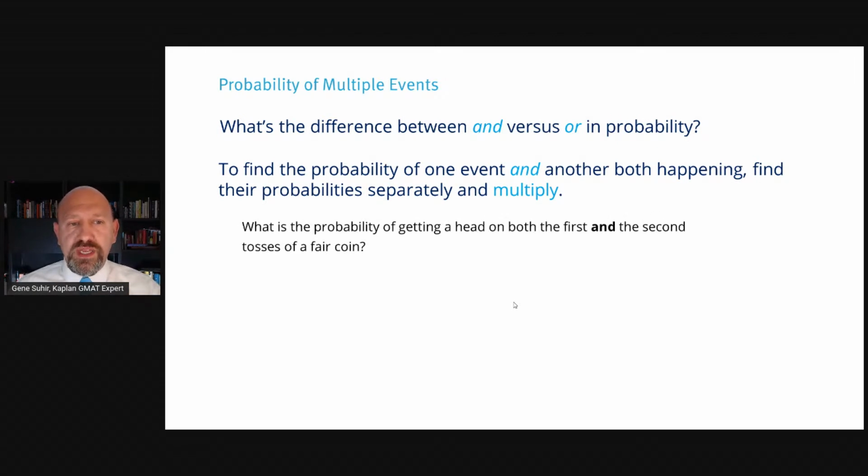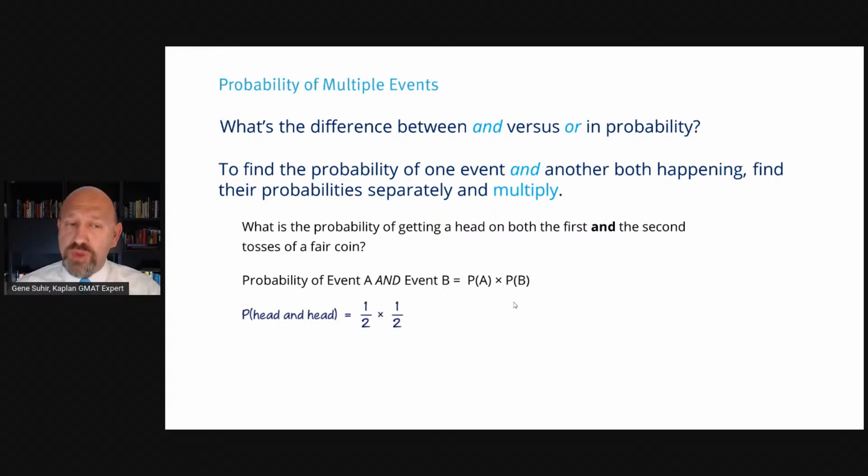Suppose we want the probability of getting heads on the first and second tosses of a fair coin. Now, for any given coin, there's heads and tails. The probability of getting heads on the first coin would be 1/2. Probability of getting heads on the second coin would be 1/2. So if we want the probability of one event and another to happen, we find them separately, and then we multiply them. 1/2 times 1/2, or 1/4.